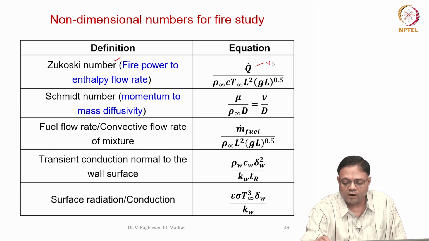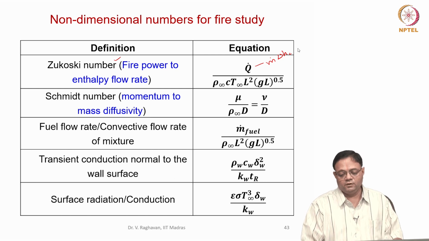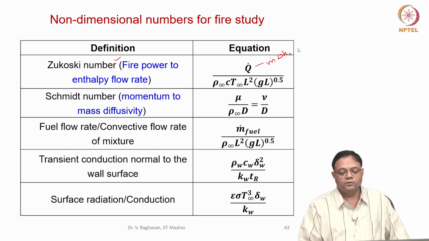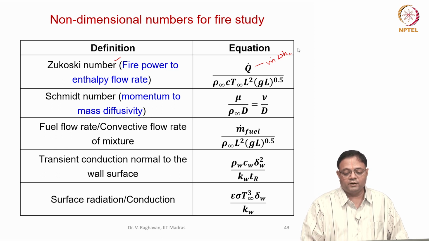What is fire power? Mass burning rate times delta Hc. That is one of the ways to find it: the heat release rate. That's the fire power. Next, what is in the denominator?